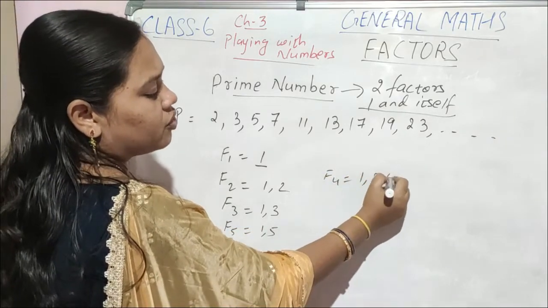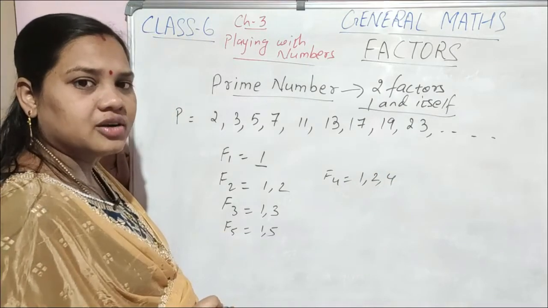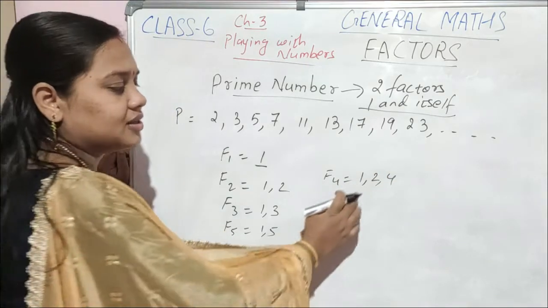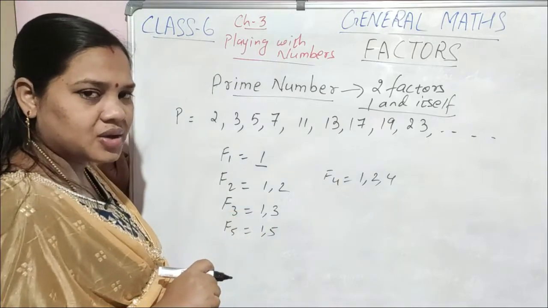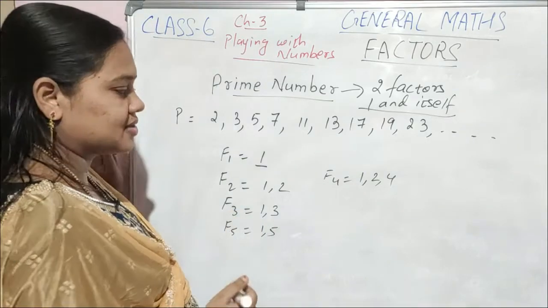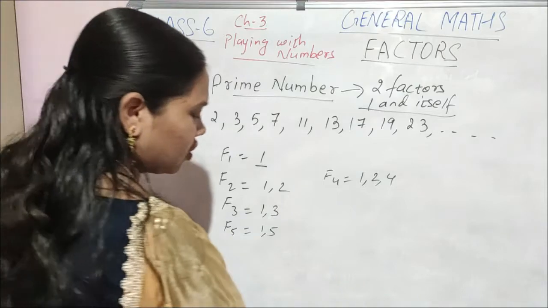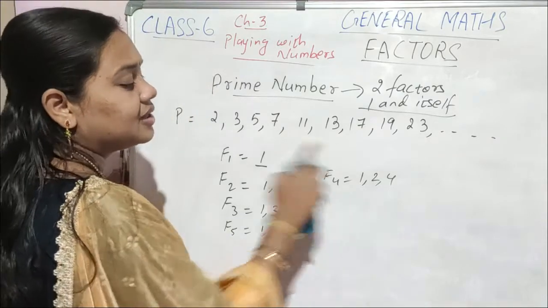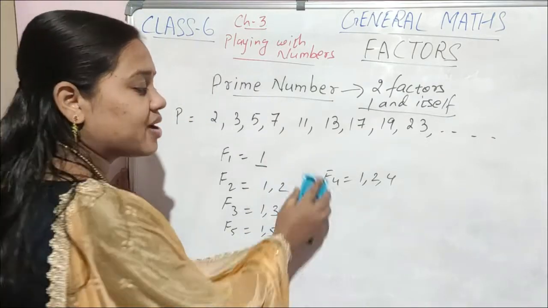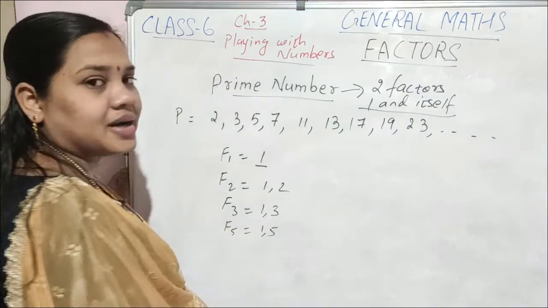Factors of 4: 1, 2 and 4. In all these three tables, 4 is coming: 1, 2 and 4. So there are 3 factors. For 4, how many factors are there? 3 factors are there. That's why 4 is not a prime number.